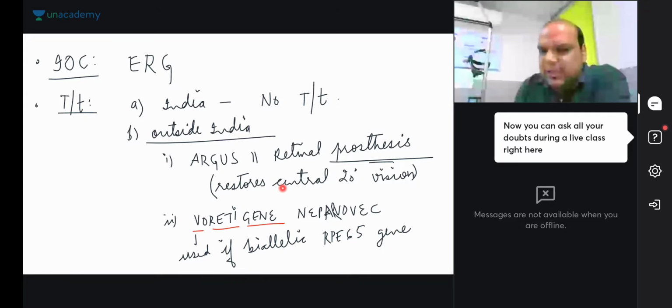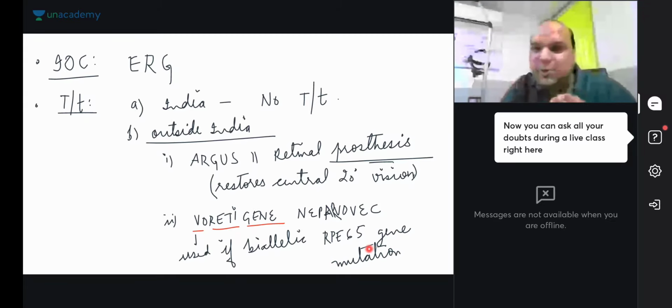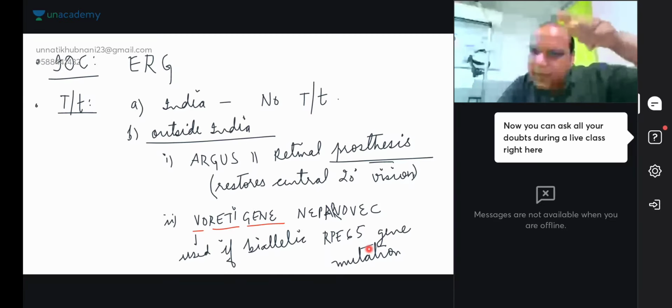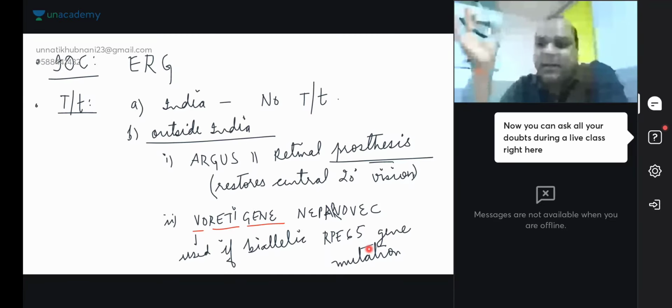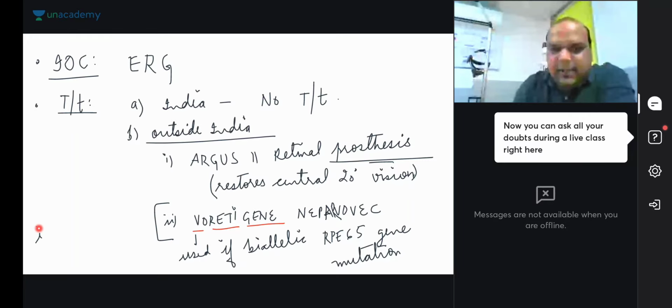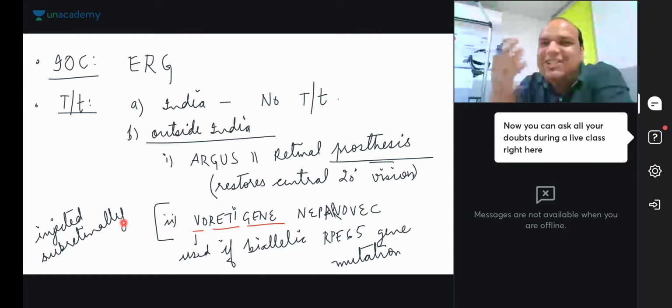RPE65 gene mutation. So if retinitis pigmentosa has been caused due to RPE65 gene mutation, we are saying वो वाला retinitis pigmentosa का जीन खराब है, उसको ठीक करते हैं। ड्रग कौन सा दिया? वो रेटिजीन निपार्वोवेक, and that is the drug we are giving. Okay, this is injected subretinally. So basically, this is a gene therapy, guys. Okay, this is a gene therapy.